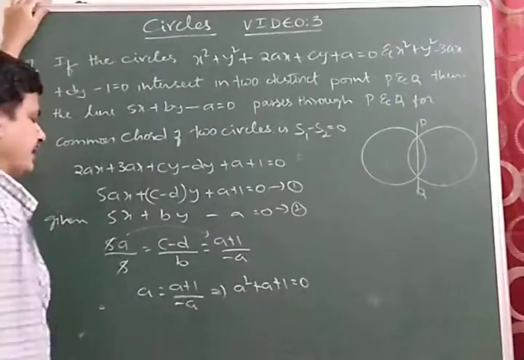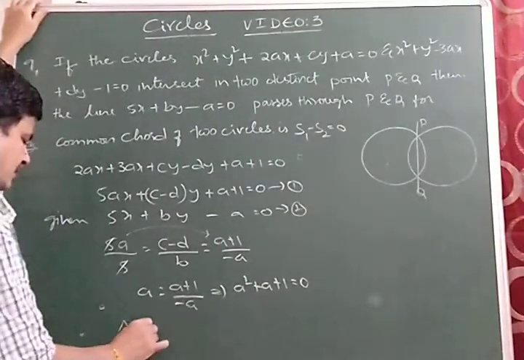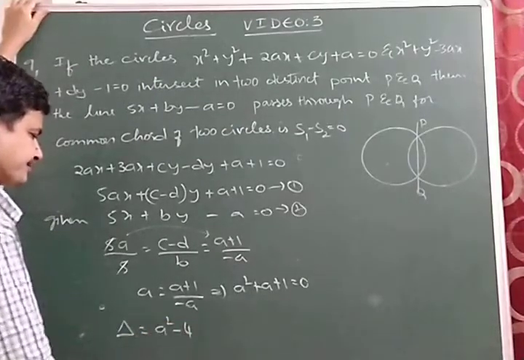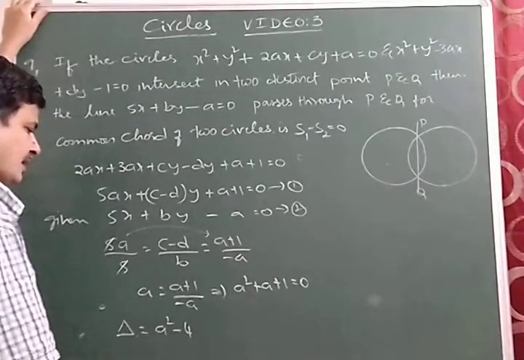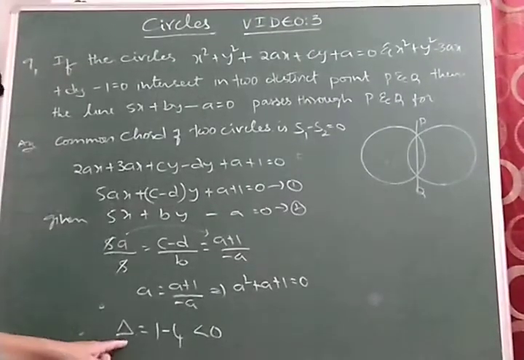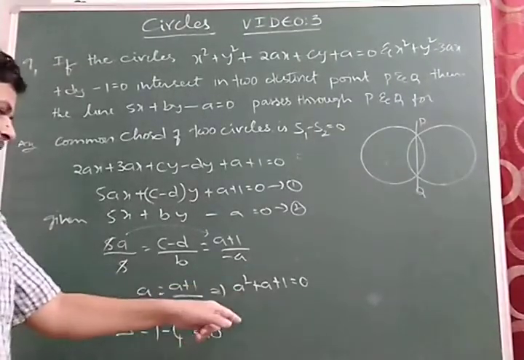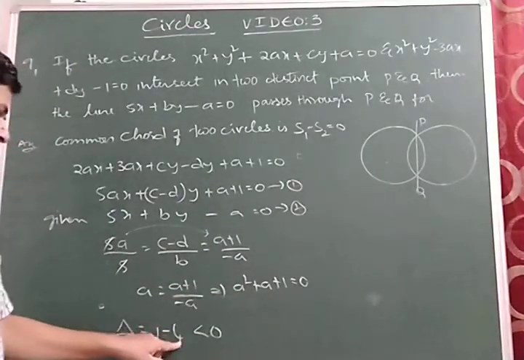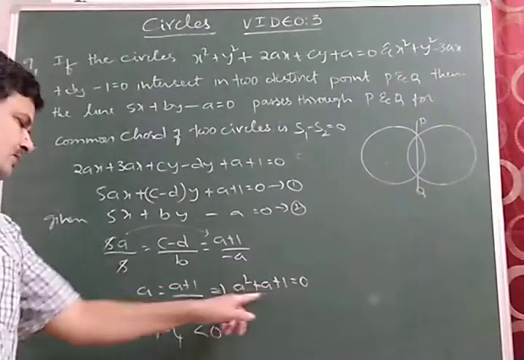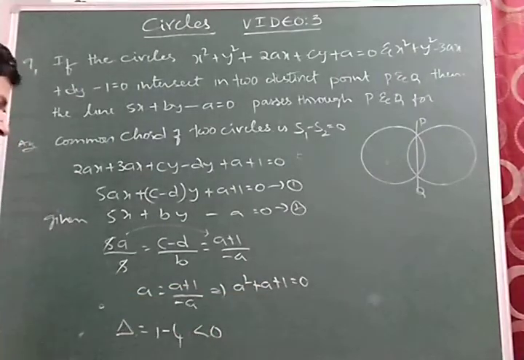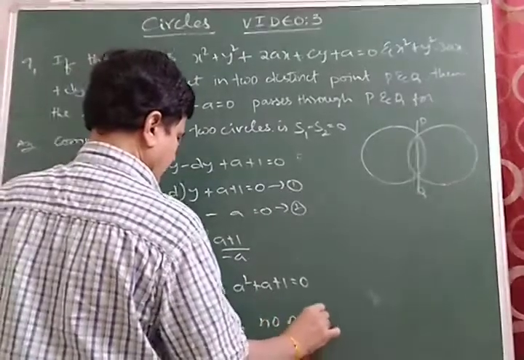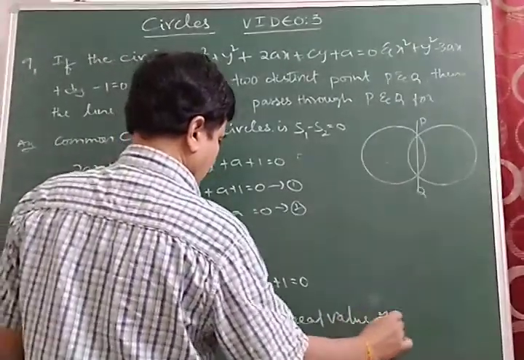Now this is a quadratic in a. So the discriminant is b square minus 4ac, where b square is 1 minus 4 into a, which is 1, and c is also 1, so 1 minus 4 is minus 3. Delta is less than 0. Delta less than 0 means there is no real value of a. No real value of a.